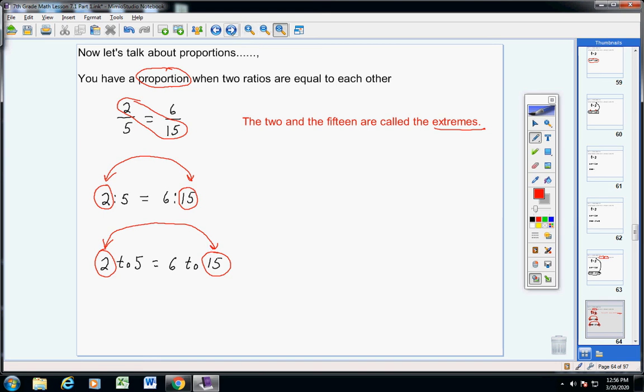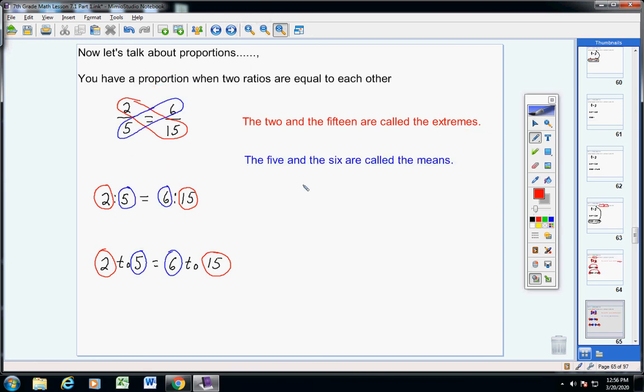Now, guys, look at the blue. Look at the blue. Okay? The 5 and the 6 are called the means. So, a proportion is made up of numbers called the extremes and the means. The means and the extremes. Okay? So, if your proportion is written with a ratio here as a fraction and a ratio here as a fraction, then these numbers here, bottom left going up to the top right, the inside numbers, are always called the means. Okay? You need to know that.